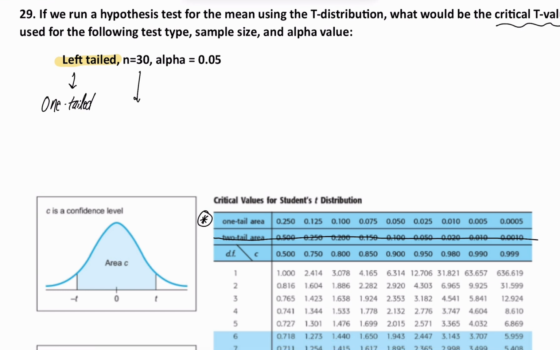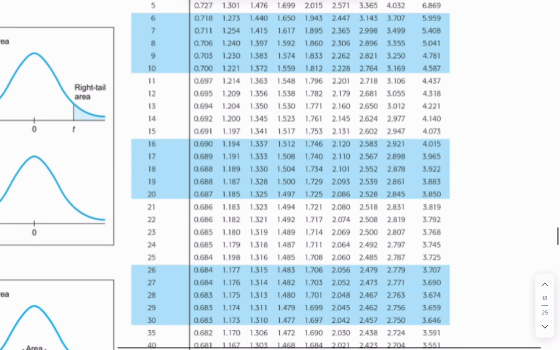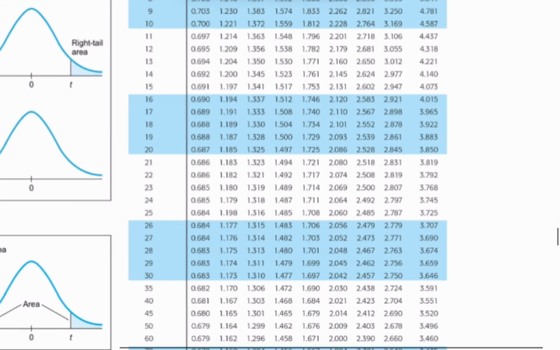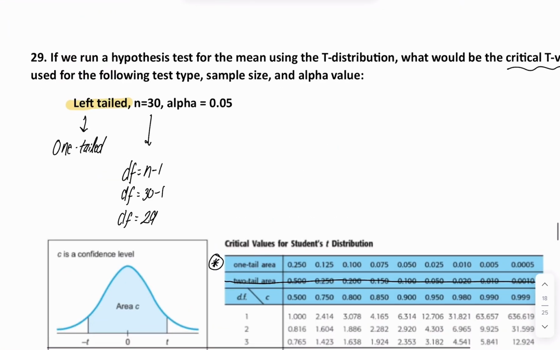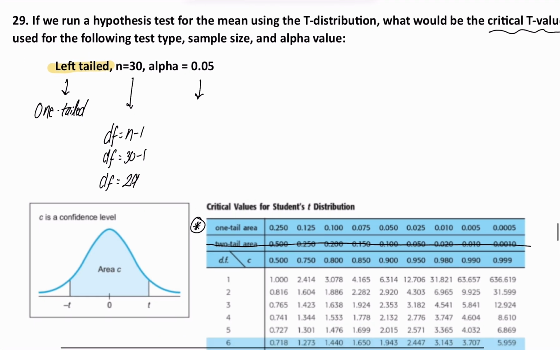A sample size of 30 means that our degrees of freedom is going to be 29 because we take 30 and subtract 1 from it. Which means that we're going to be working with this row. And an alpha of 0.05 is going to give us the column that we're working with, basically.